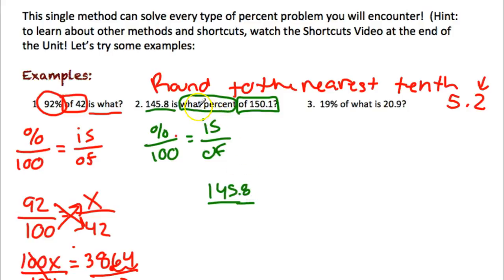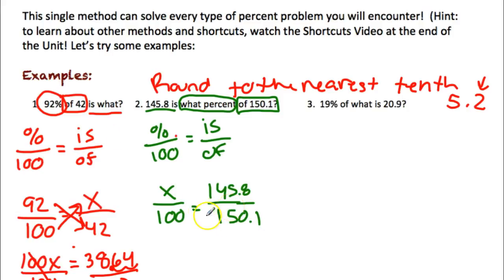All right, what percent? So that's the percent. When you have a what, you don't know what it is, so I'm going to put an X on the top left. Below the percent is always 100, so that goes right there. Of 150.1, of is on the bottom right, so I'll put that right there.